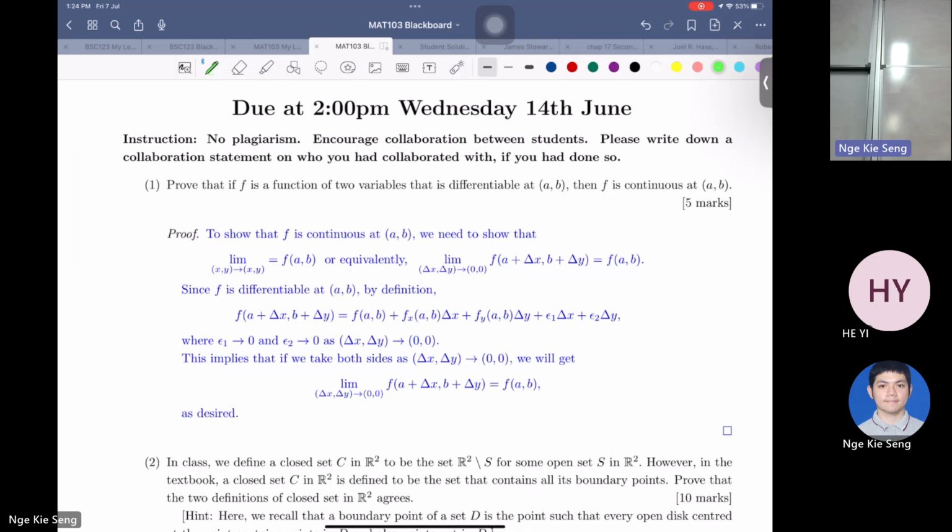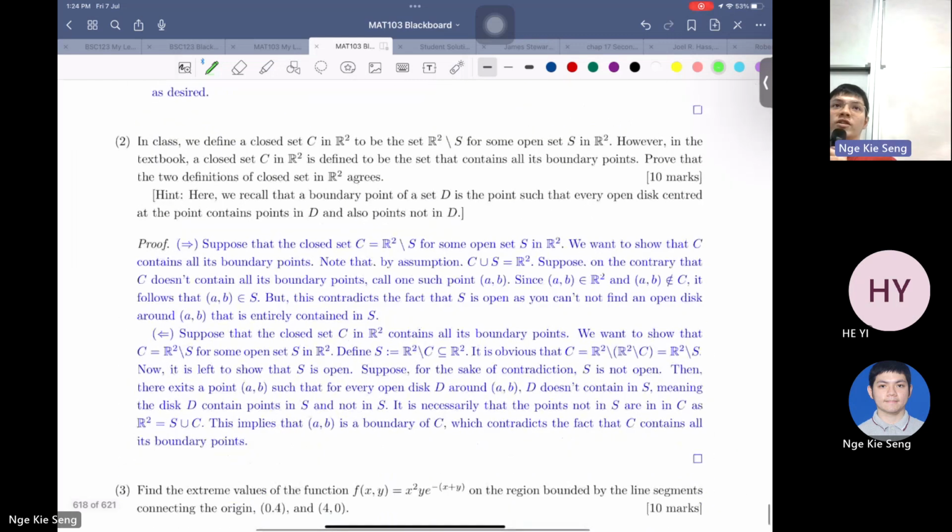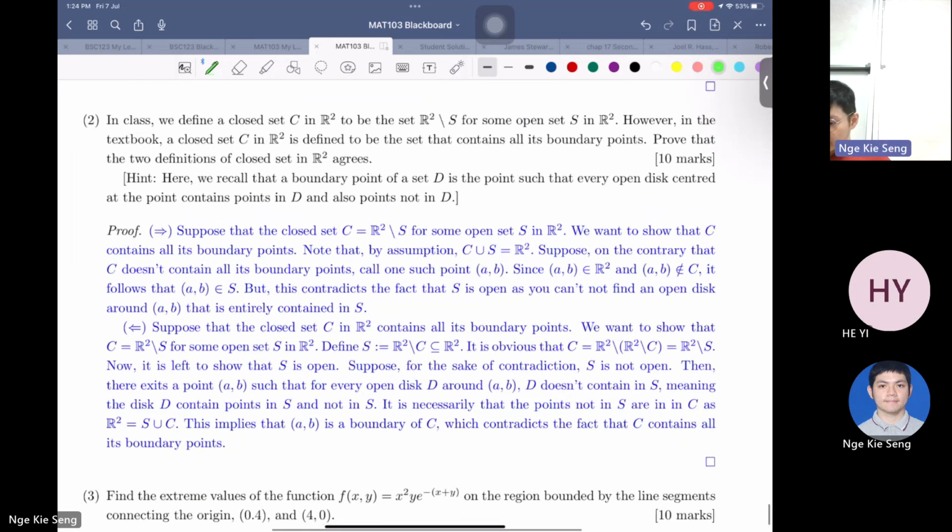Okay, so the definition: you take the limit, apply the limit in 2 variables, then you will get the continuity in 2 variables. Okay, I posted out this solution. You can check. If you have a question, you can stop me on the spot.